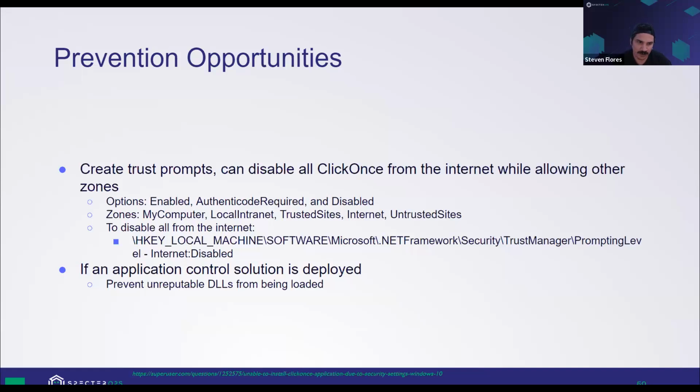The options that we have: we can say enabled, authenticate required, or disabled. And then zones that we can define as ones that are not allowed. We can say my computer, local intranet, trusted sites, internet, or untrusted sites. So if we want to disable all ClickOnce deployments from the internet, we can set this registry key.